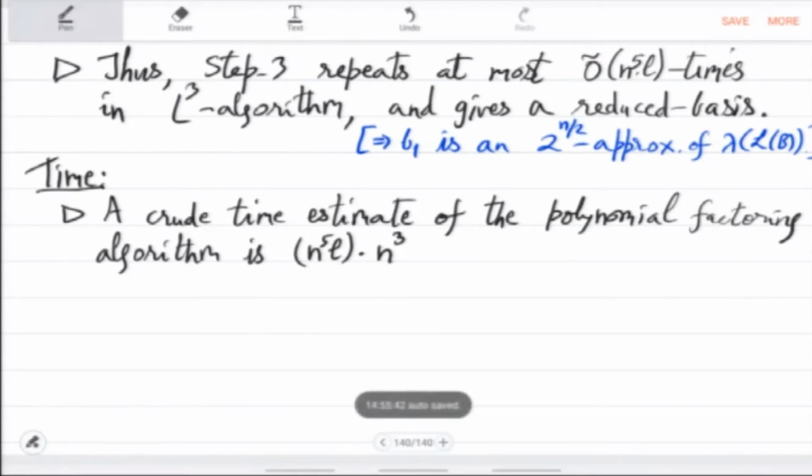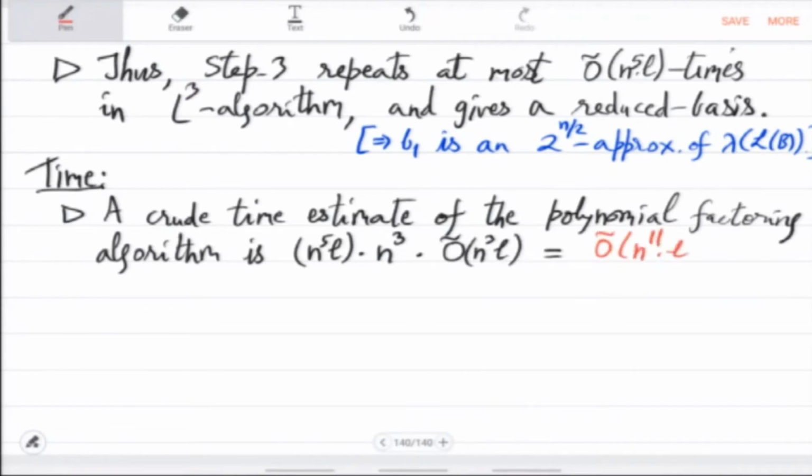And how big are these integers on which you are computing? That's around n cube L. So you get O tilde of n raised to 11 L square. Okay, so this is a horrible time estimate. It's n raised to 11 times L square. So as the dimension increases, this algorithm is extremely slow.